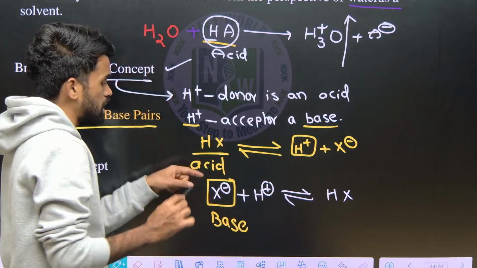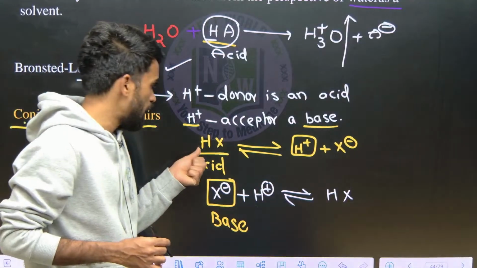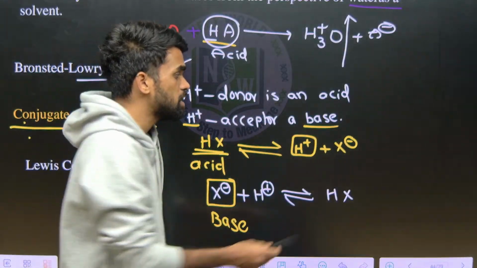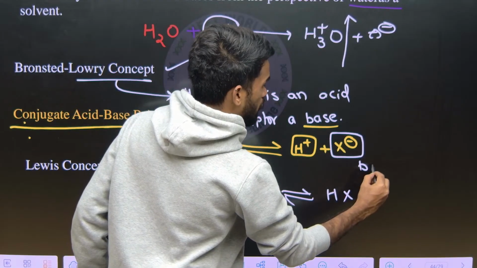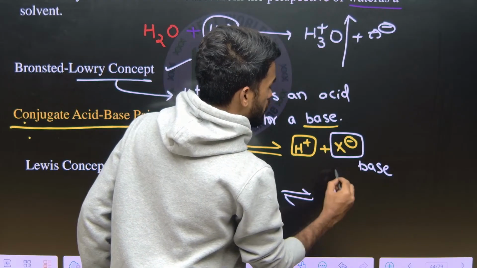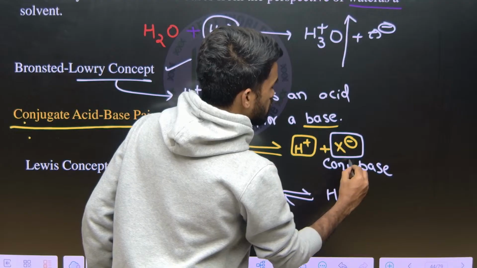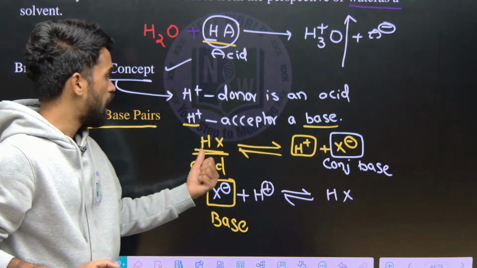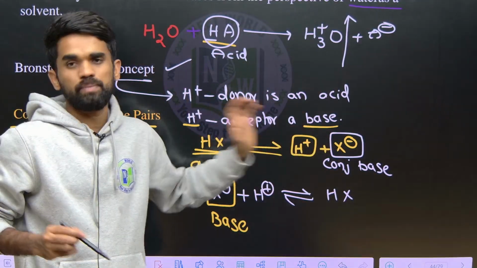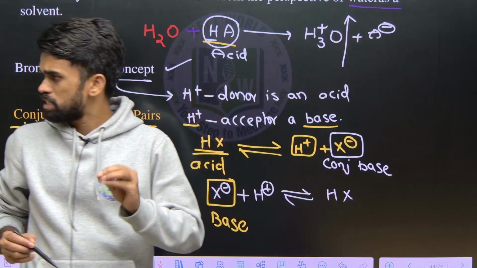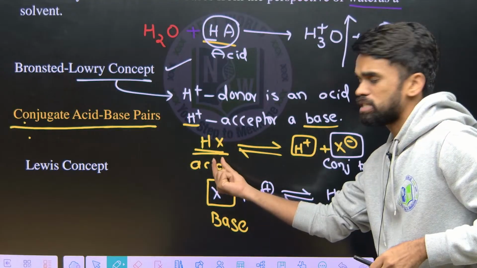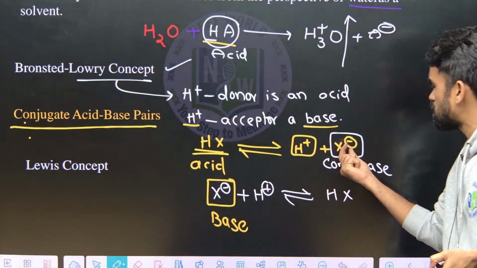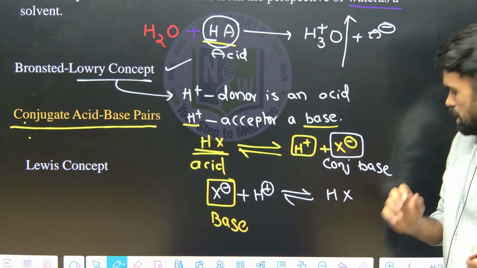From understanding this, when an acid is releasing H plus ion, the negative part formed here should be called a base, particularly a conjugate base. So the conjugate base of this acid HX will be X minus. This is what the conjugate acid base theory means: after releasing one H plus ion, the negative part formed is called its conjugate base.